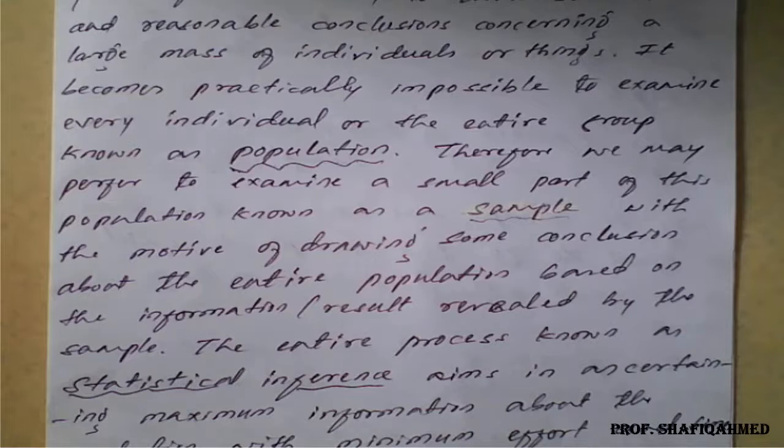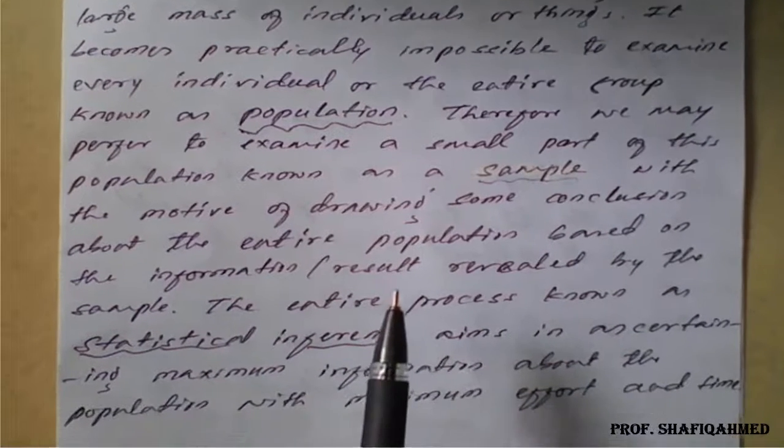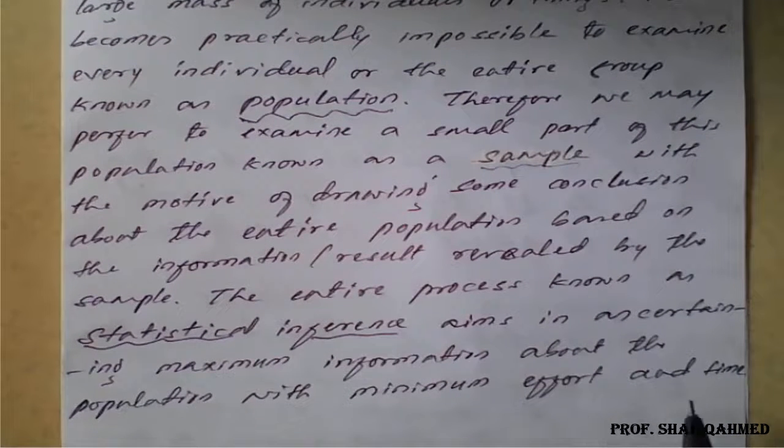Based on the taste of the sample, we can say what the taste of the entire sweet is. The result for the population is based on a small test or a small taste, which is called the sample. The entire process, known as statistical inference, aims at asserting maximum information about the population with minimum effort and time.